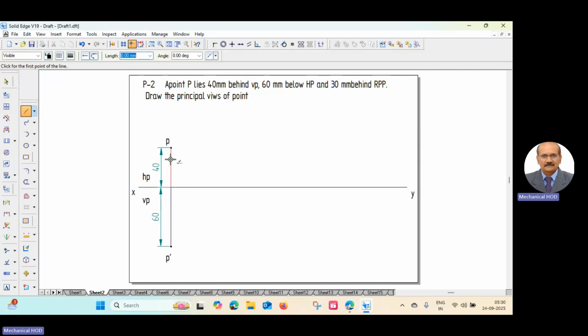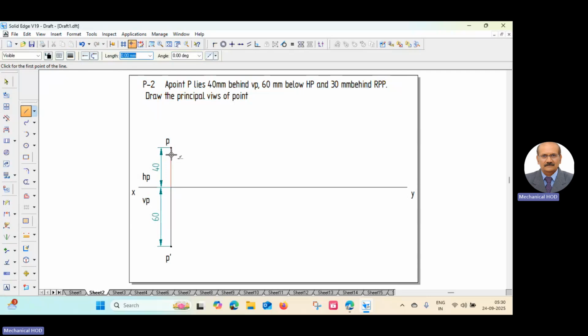A vertical line passing through P and P dash is called end projector, means both P and P dash are lying on the same vertical line. Now from this line 30 mm away towards the right, we have to draw the right profile plane. To keep the 30 mm distance, follow this method.